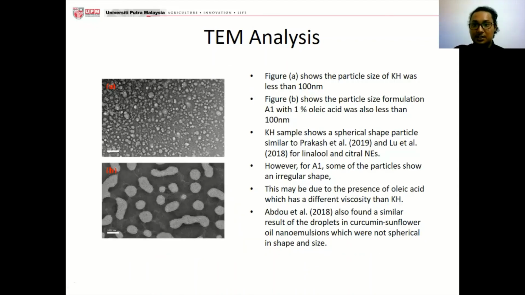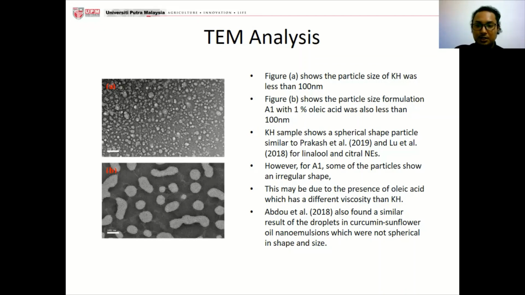Okay, next, the TEM analysis. As you can see, figure A shows the particle size of KH, which is less than 100 nanometer, and figure B shows the particle size of formulation A1 with 1% of oleic acid, which is the best formulation, also less than 100 nanometer. The KH sample shows spherical shaped particles, similar to Prakash et al. 2018 and Lu et al. for linalool and citral nanoemulsions.